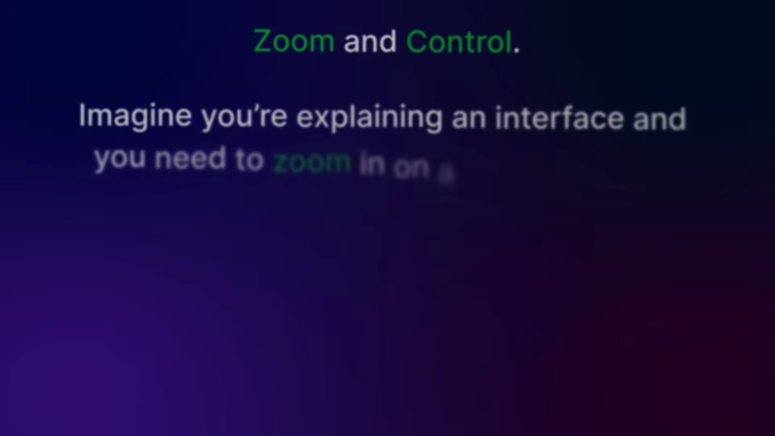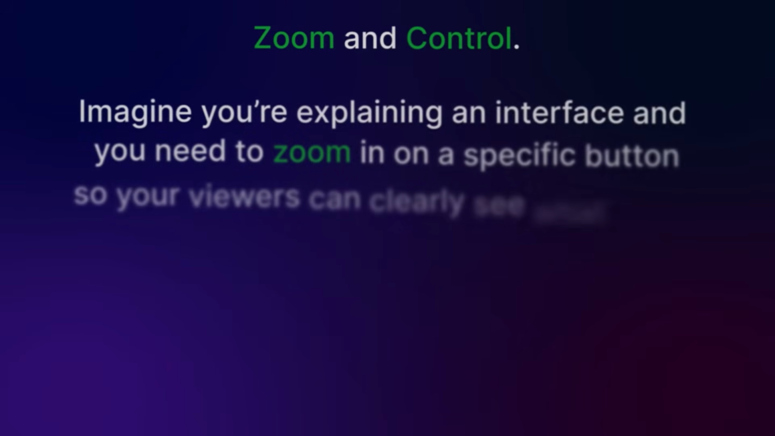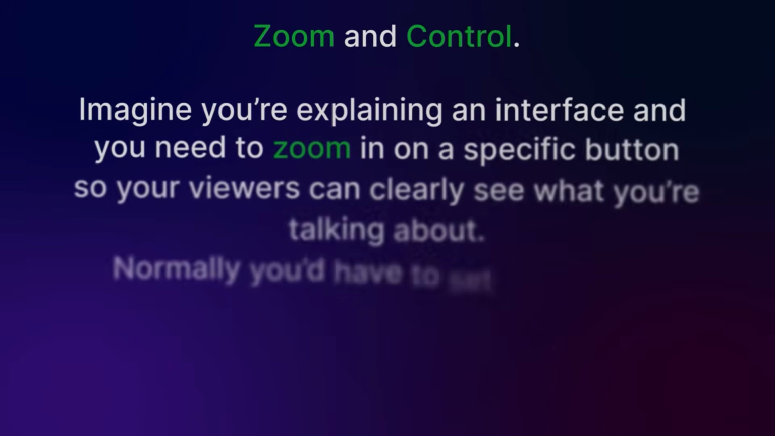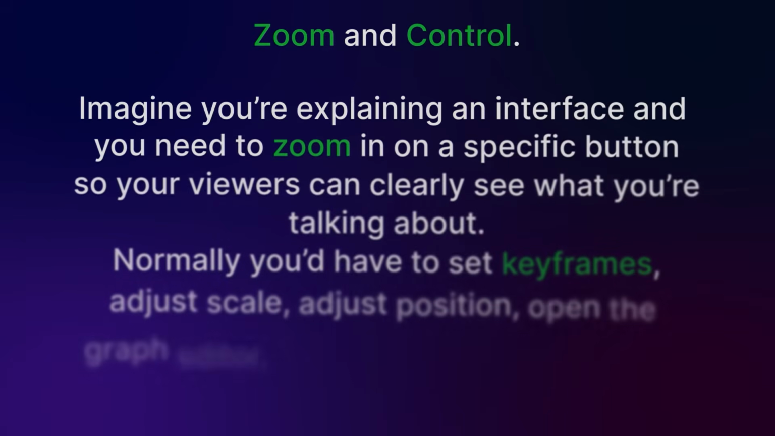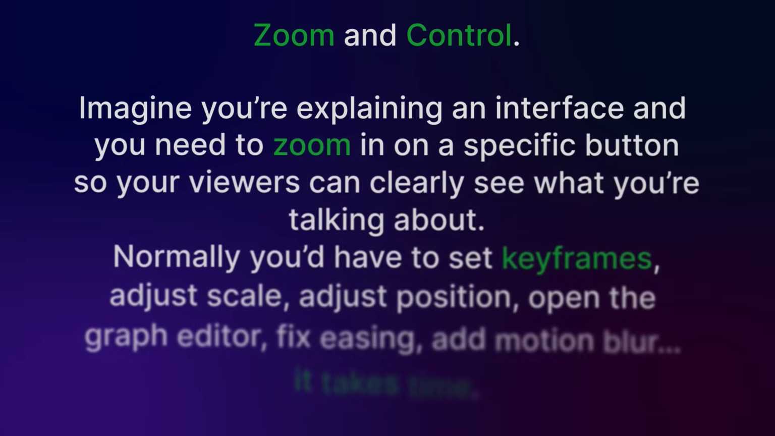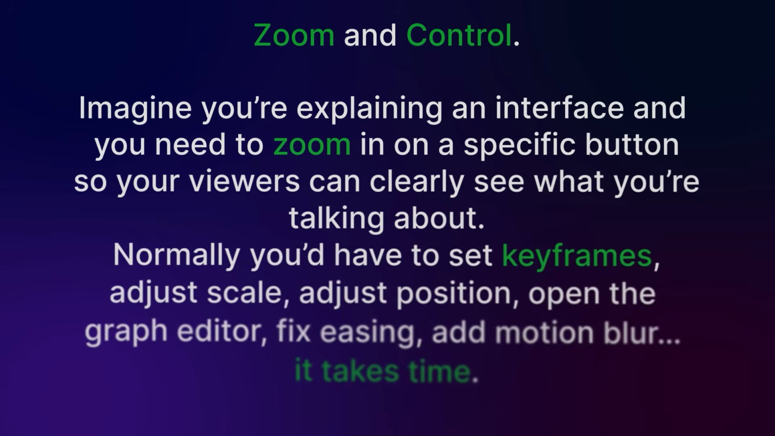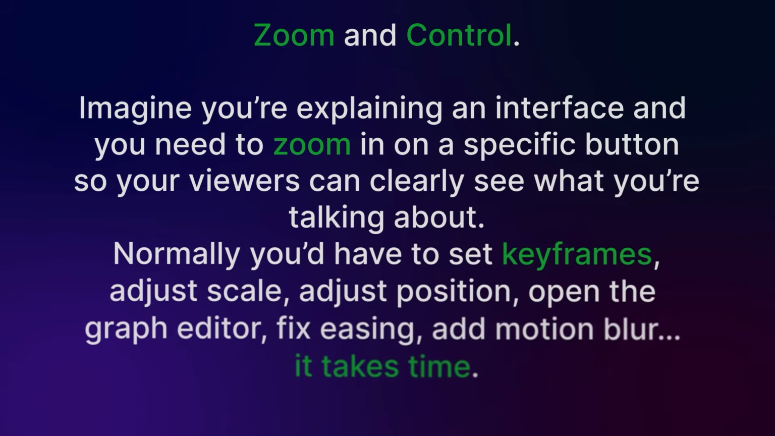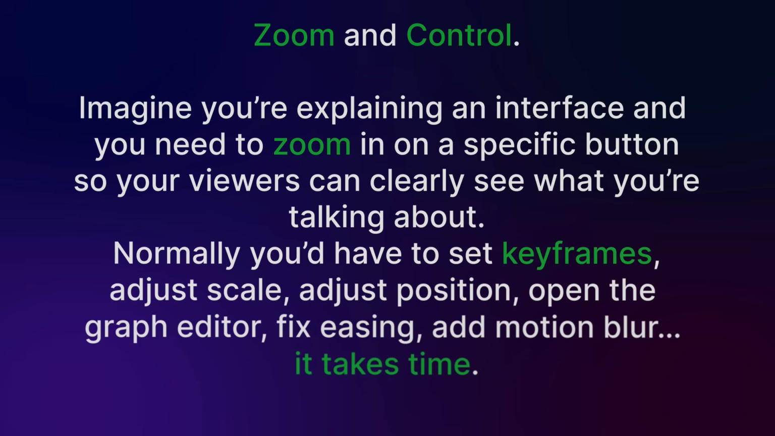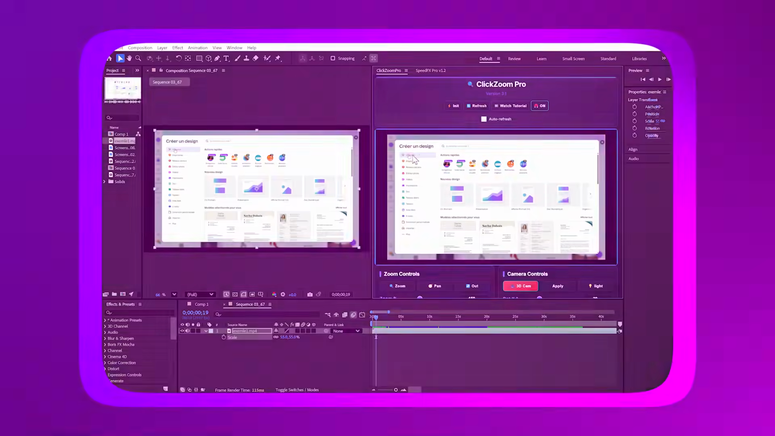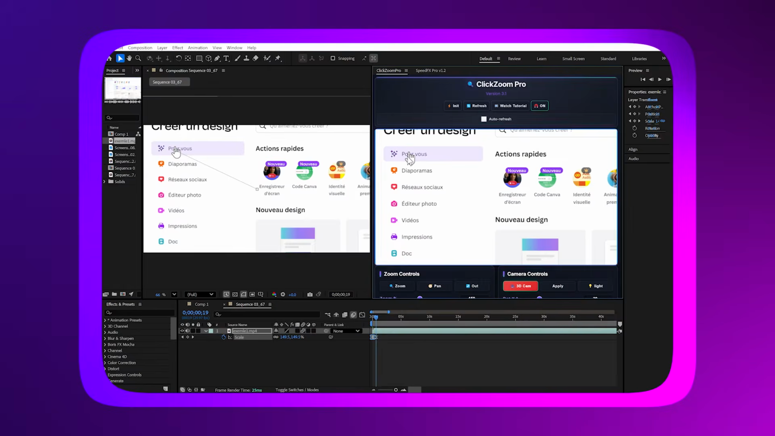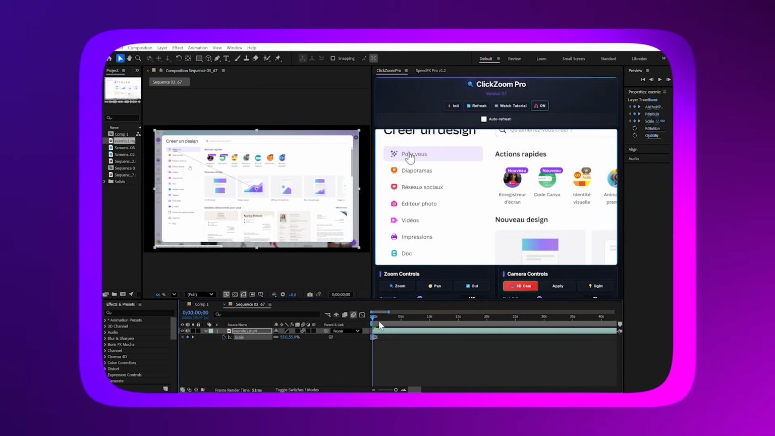Imagine you're explaining an interface and you need to zoom in on a specific button so your viewers can clearly see what you're talking about. Normally, you'd have to set keyframes, adjust scale, adjust position, open the graph editor, fix easing, add motion blur. It takes time. With Click Zoom Pro, you literally just click the location you want to highlight. Boom, the zoom is created instantly at the clicked spot.